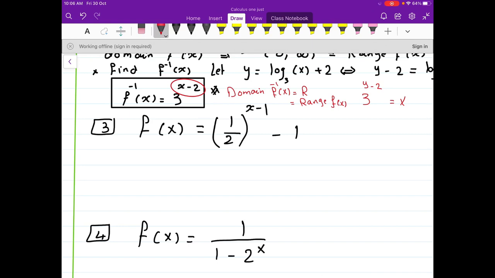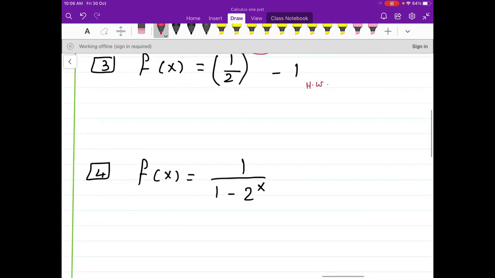Now the domain for f(x) is R. Try to find the inverse and continue how you can find it. So the domain of f(x), R, is the range of f inverse.